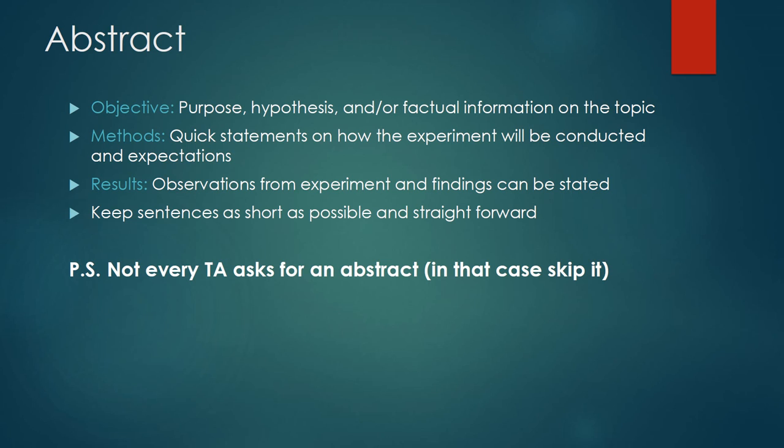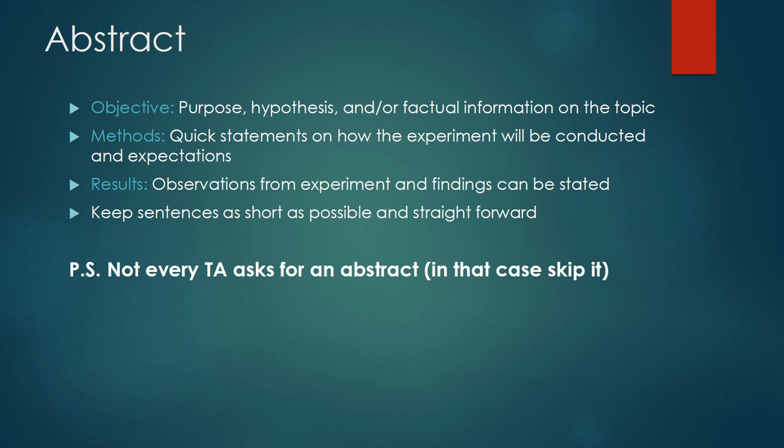And the abstract. There are three parts that you should make sure your abstract includes, which is the objective, the methods, and the results. The objective is where you include the purpose of your experiment, the hypothesis, and or factual information on the topic. The methods are quick statements on how the experiment will be conducted. Don't give the whole list of steps that you're going to be doing. Just a statement, one or two sentences, as to what procedure you're using.